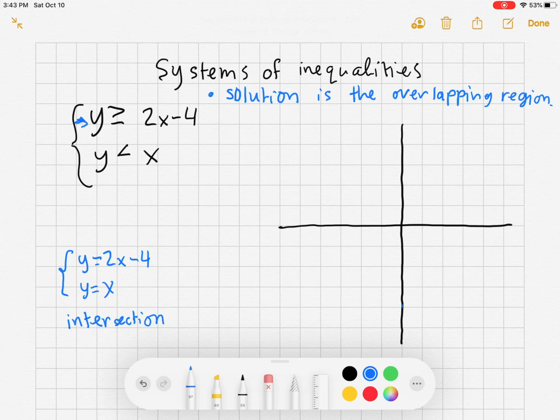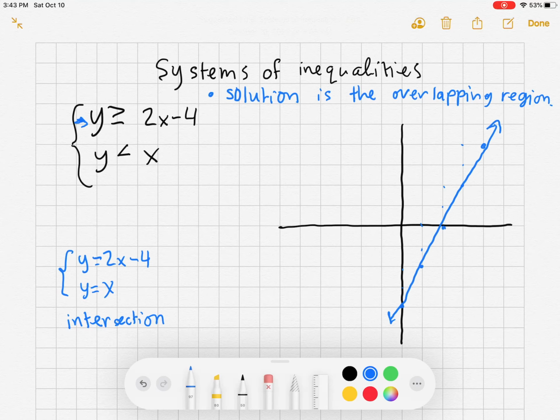So we start here at negative 4. We go up 2 over 1, up 2 over 1, up 2 over 1, up 2 over 1. Connect the dots. We have a line that looks something like that.